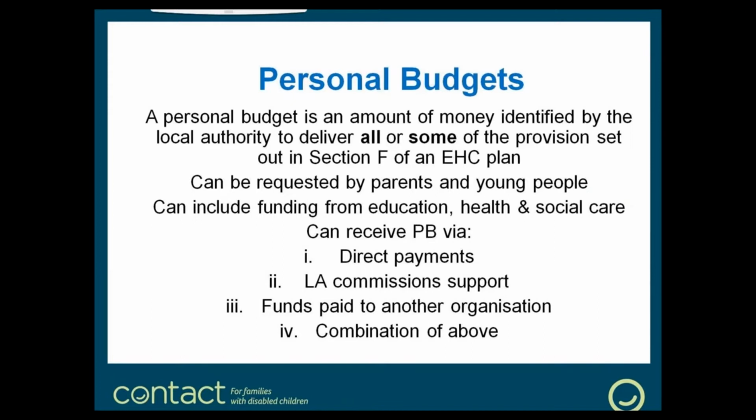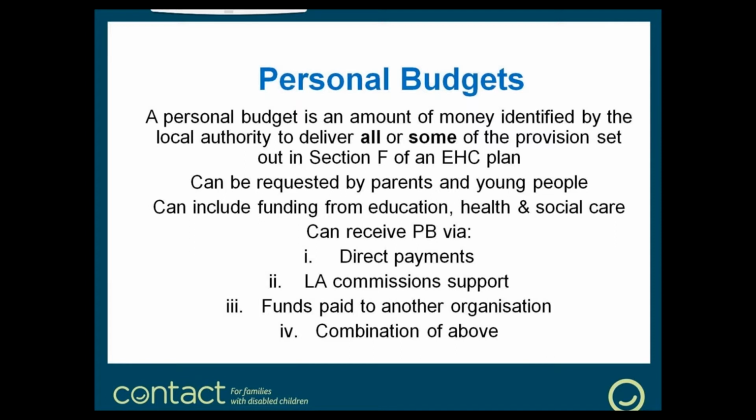Okay, personal budgets, as I said, we weren't going to spend too long on it, so this is a slide to sum up what is essentially quite a more complicated area than this. But it is something that we find when we deliver these sessions more widely, that a lot of parents either don't know about personal budgets or are under the impression that they're perhaps something that they're not. So it is an identified amount of money from your local authority to deliver some or all of the provision set out in section F of your child's education, health and care plan. So some or all, so it may be that you think about a personal budget for one aspect of provision, or for some families it may be a personal budget to deliver all of the provision in section F. It can be requested by parents and also by young people themselves if that's appropriate, if they want to do that. It can include funding from education, health and social care.